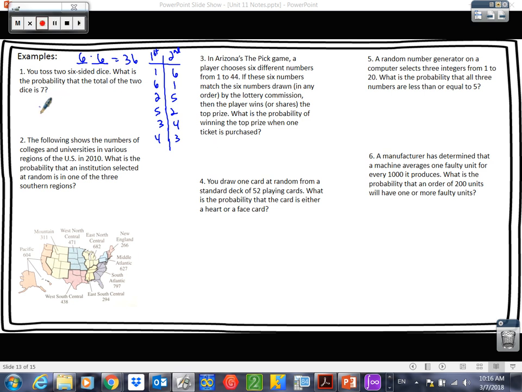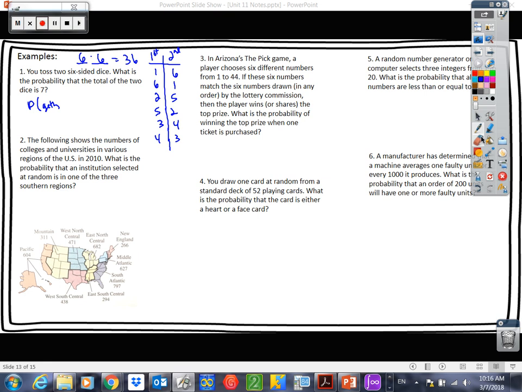So my probability of getting a 7, I will just say probability of sum of 7. I like to write that out because it helps me know what in the world's going on. Sometimes you have more than one probability going on at the same time. The probability of a sum of 7 would be 6 out of 36, which would be 1/6.